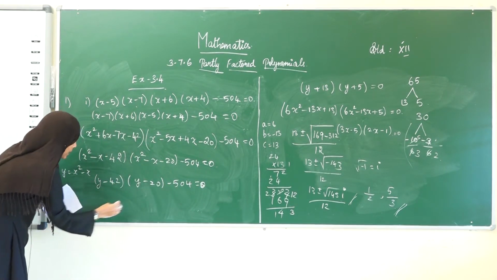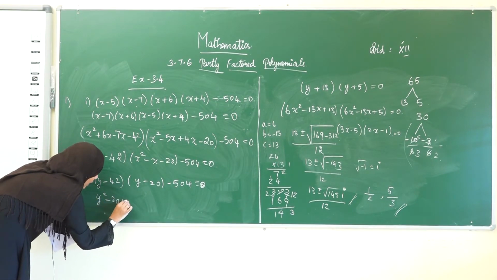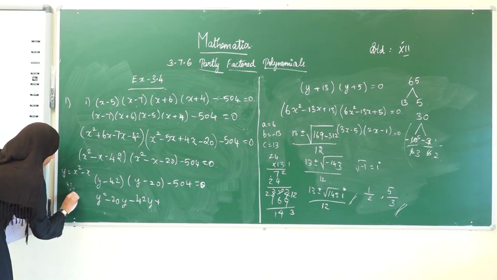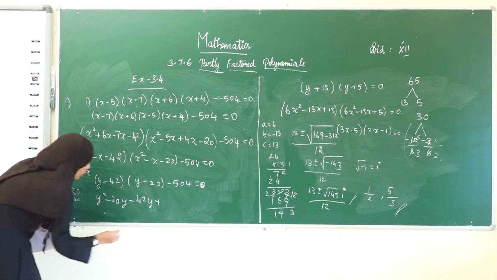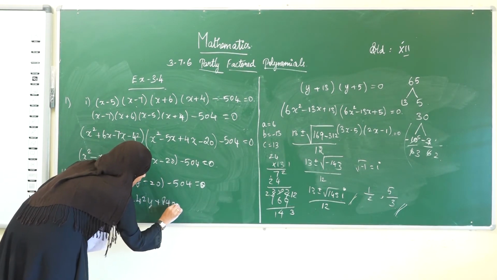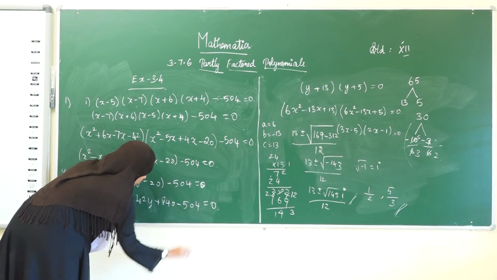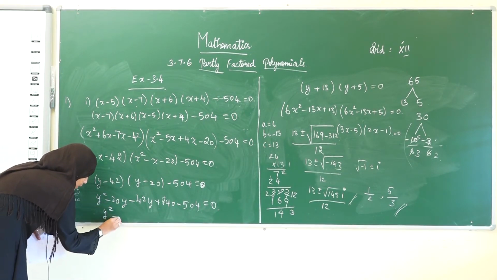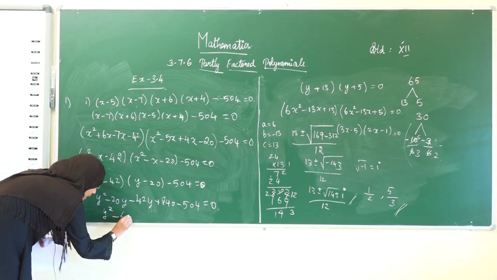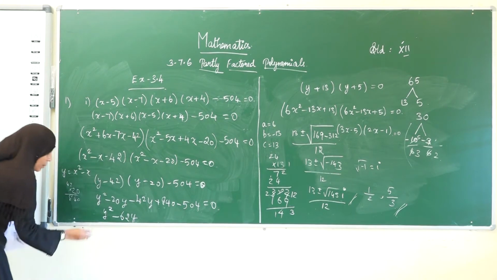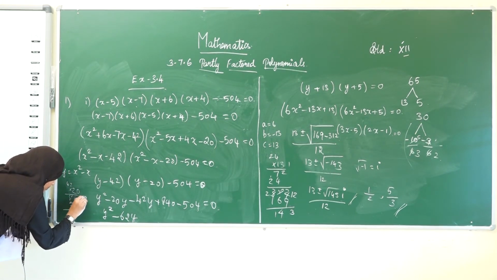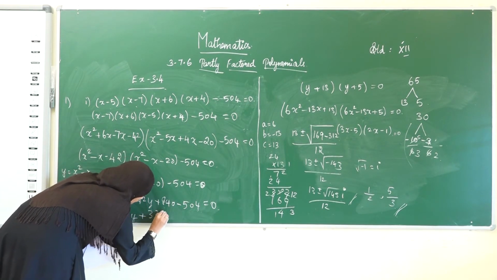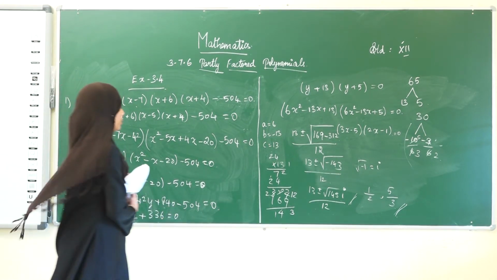Now we are going to multiply this. y square minus 20y minus 42y, minus into minus is plus, 42 into 20 is 840, plus 840 minus 504 equal to 0. So now we are going to solve this. We are going to get the quadratic equation: y square minus, and here it is also minus, so we are going to add this, so minus 62y, and here 840 minus 504 is 336, that is plus 336, which is equal to 0.